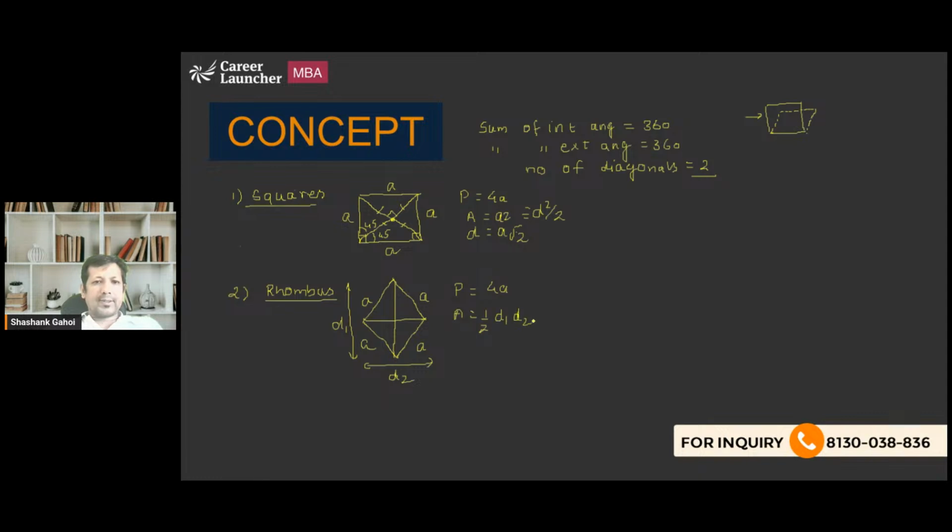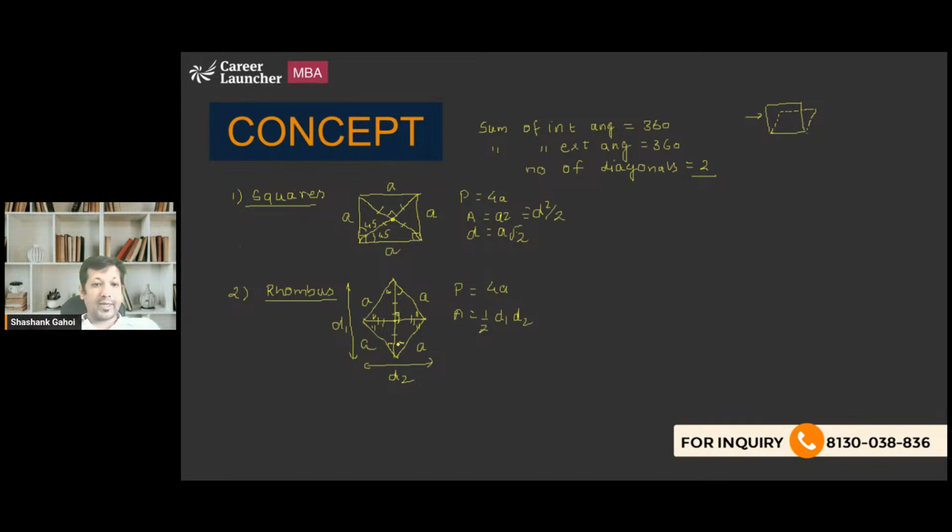Now, an important point is that the diagonals bisect each other, which means this should be the midpoint of both diagonals, and the angle between the diagonals is always 90 degrees. Now what is the second property? When you draw the diagonals, the diagonals also bisect the angles, which means this angle must be equal to this angle, and this angle must be equal to this angle. Both diagonals bisect the angles.